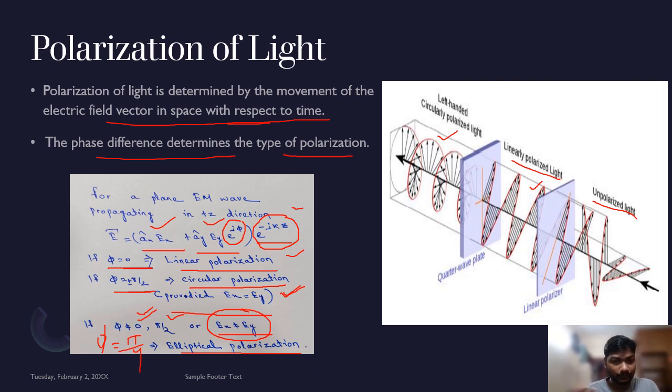Basically, if we are given some equation and we have to find out whether it is linear polarization, circular polarization, or something else, just check for these two conditions, and if these two conditions are not satisfied, then blindly go to elliptical polarization, right?